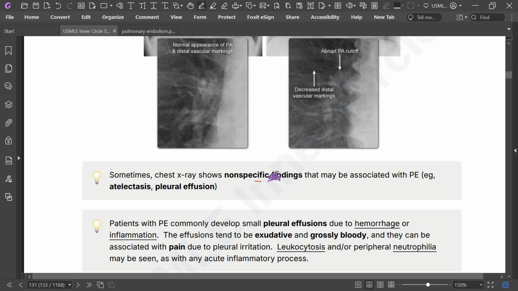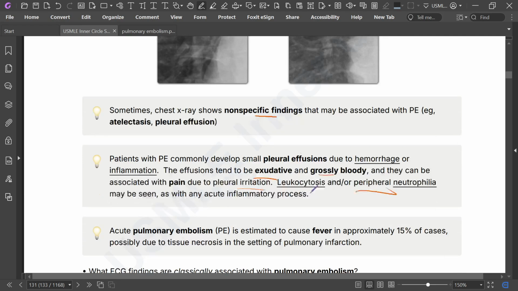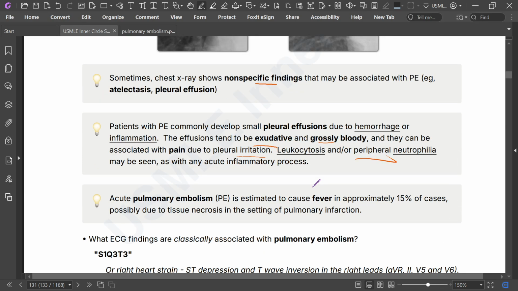Sometimes chest X-ray shows non-specific findings. Patients with PE most likely develop a pleural effusion due to hemorrhage and or inflammation. The effusion tends to be exudative and can be associated with pain. Leukocytosis and peripheral neutrophilia may be seen, as in any pulmonary process. Acute pulmonary embolism is estimated to cause fever in 15% of cases.